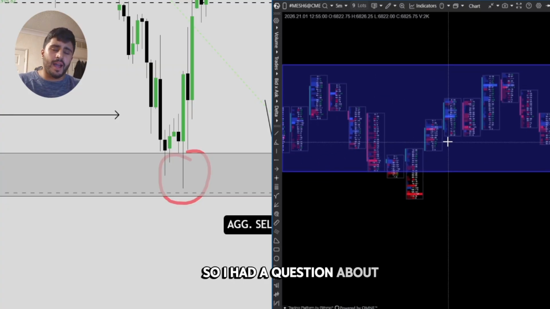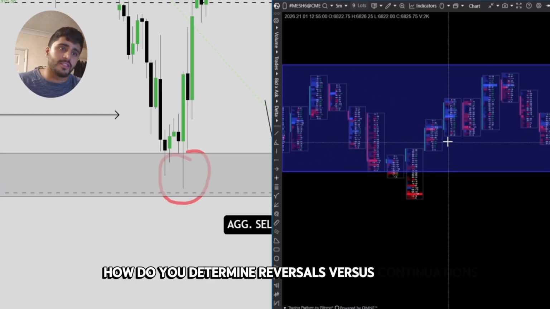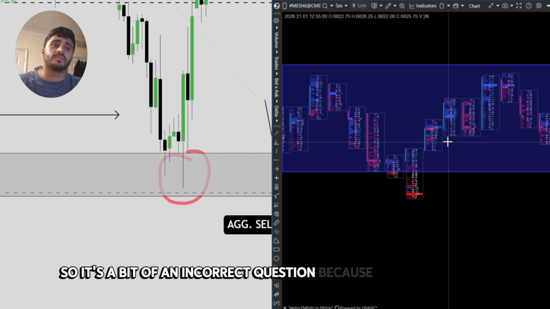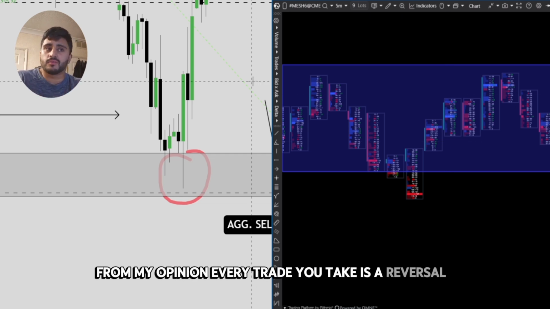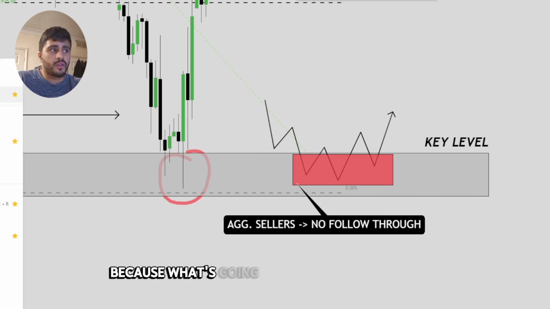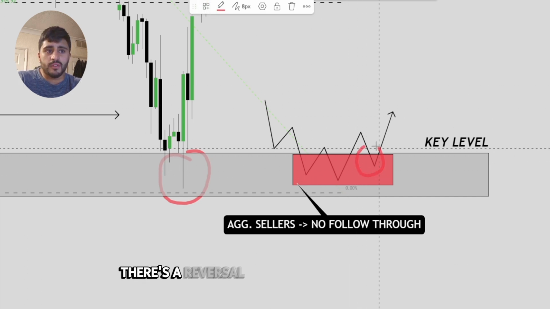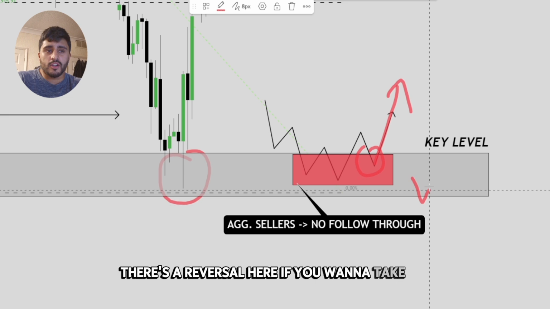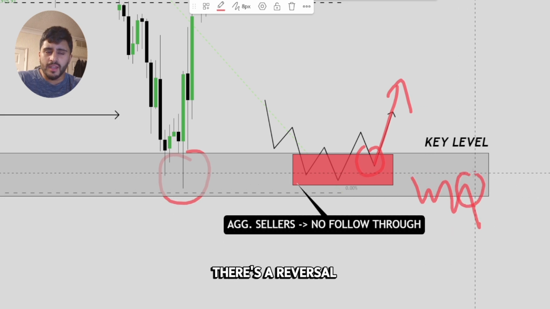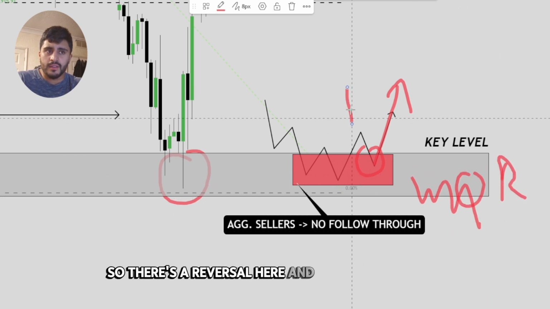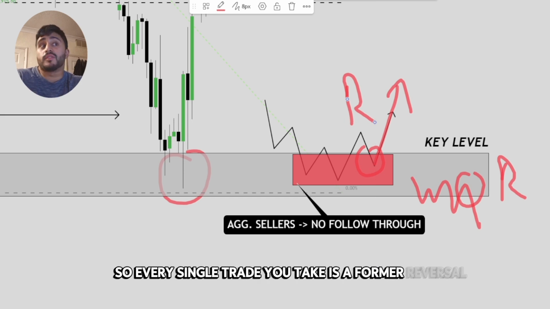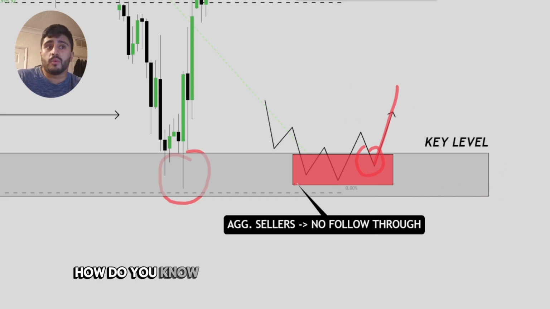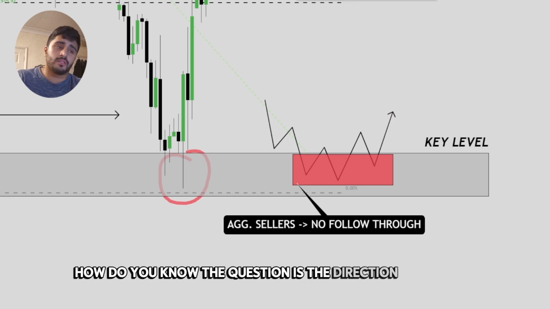I had a question about how do you determine reversals versus continuations. It's a bit of an incorrect question because technically speaking, in my opinion, every trade you take is a reversal, right? Because if you want to take a long, there's a reversal here. If you want to take a short, there's a reversal here. So every single trade you take is a form of reversal. The question is the direction of the reversal.